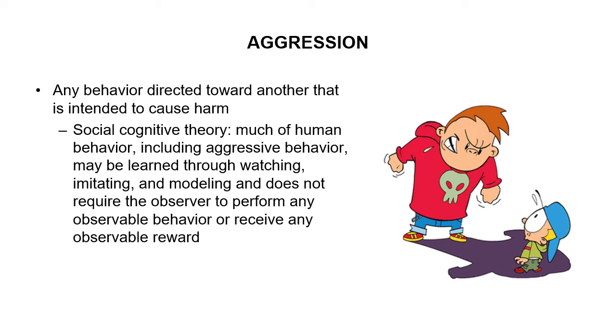So aggression. Aggression is any behavior directed towards another that's intended to cause harm. The social cognitive theory of aggression says that much of human behavior, including aggression, is learned through things like watching, imitating, modeling, and it doesn't require the observer to receive any reward. Now, there's more to it than that.